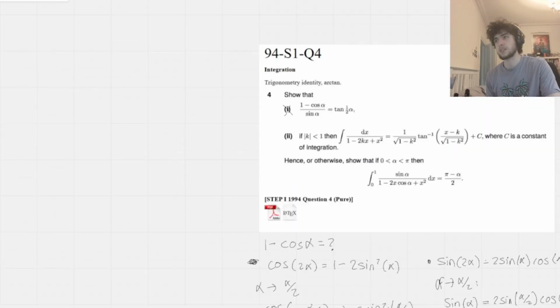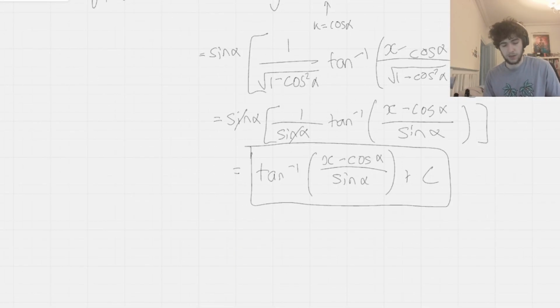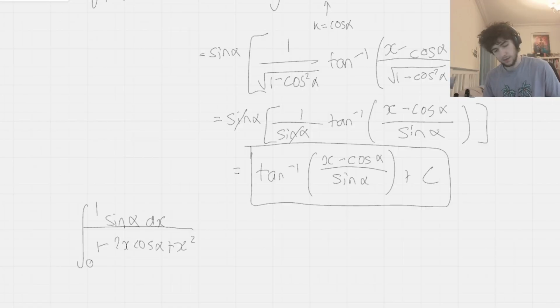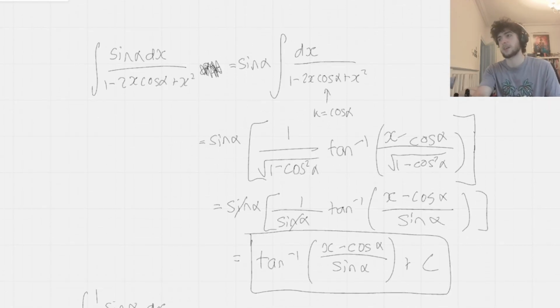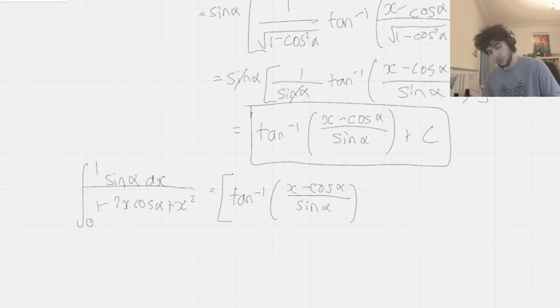Now we want to calculate the definite integral of this between 0 and 1. Let me just write it all out. Sine alpha dx over 1 minus 2x cosine alpha plus x squared, right? I wrote an extra dx up here as well. My bad about that, I didn't mean to write an extra dx up there. Okay, so we have this integral. Obviously, we already know what the answer is, so we need to evaluate it between 0 and 1. So the answer is arctan of x minus cosine alpha divided by sine alpha, between 0 and 1.